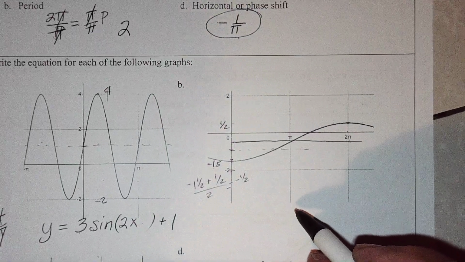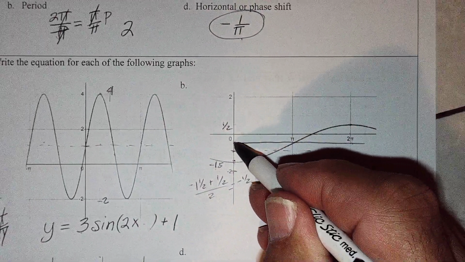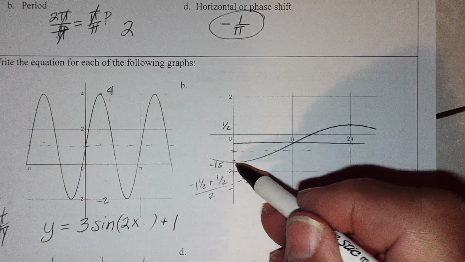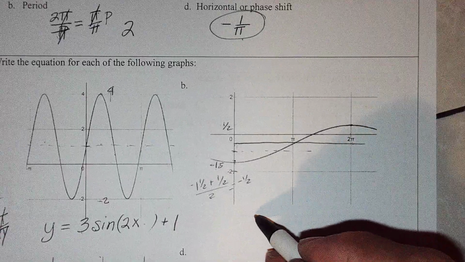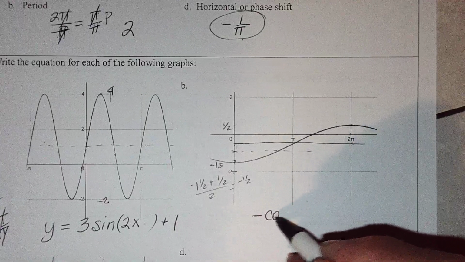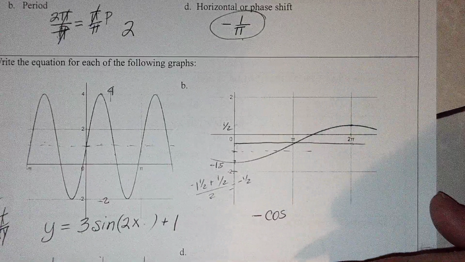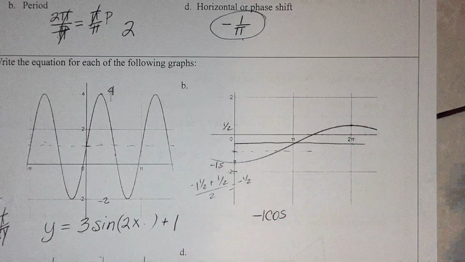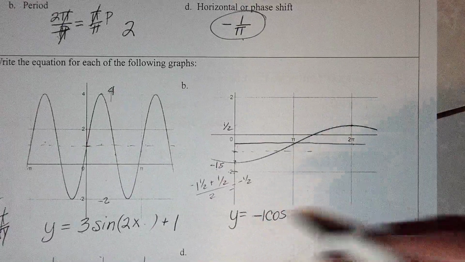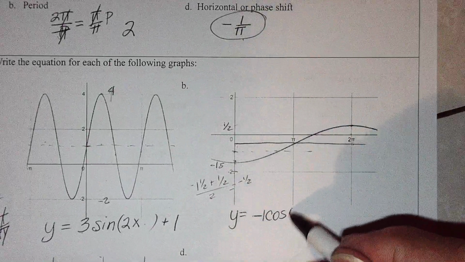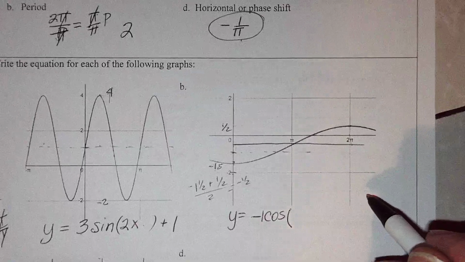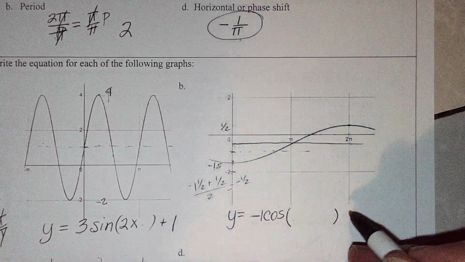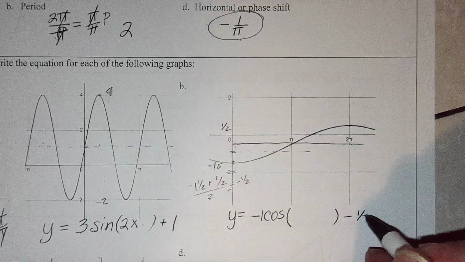And this one doesn't start on the midline. It starts down, not up like a cosine does, but down. So it's like a negative cosine, a cosine curve flipped over, amplitude of 1. So I can put the 1 there, though I don't need to. So minus 1 cosine. And we'll get the midline in here. It's down 1/2, minus 1/2.